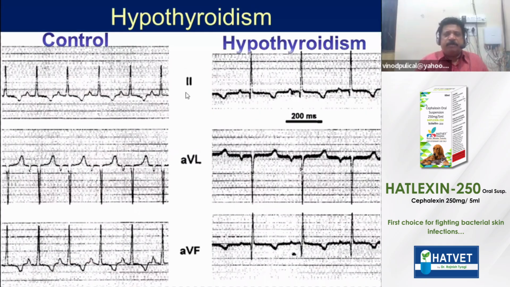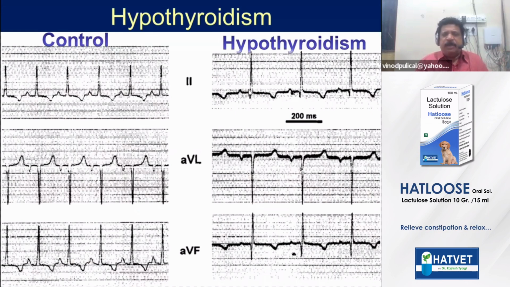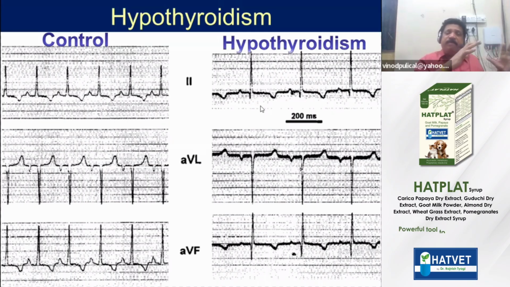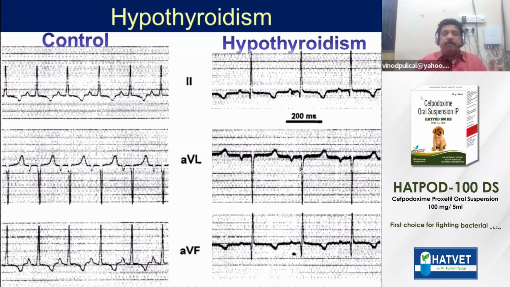Then hypothyroidism. In hypothyroidism, you can see an extended or long QT interval. See, this is so typical of hypothyroidism. When the patient is already having all the symptoms of hypothyroidism, we can go for this ECG and take the QT interval, which will be long. We can say it confirms almost hypothyroidism. Otherwise, you can go for T4 and TSH evaluation.